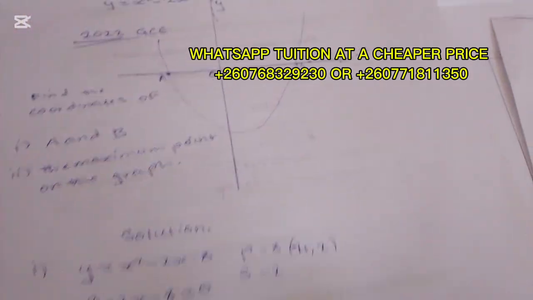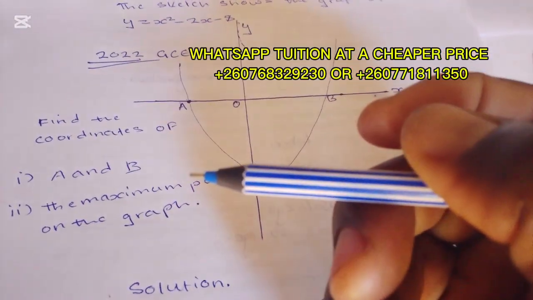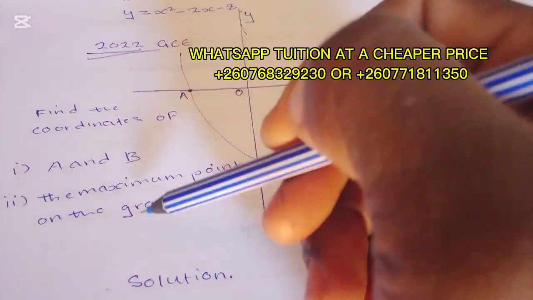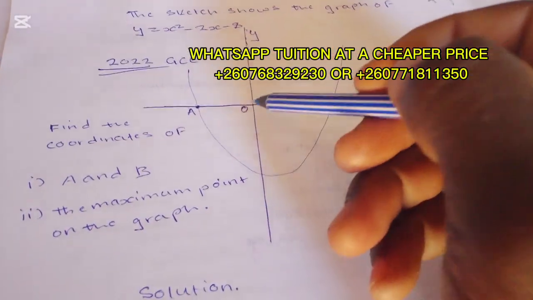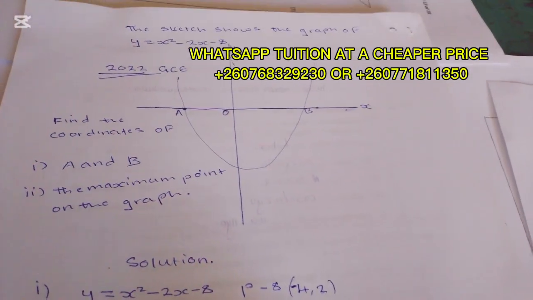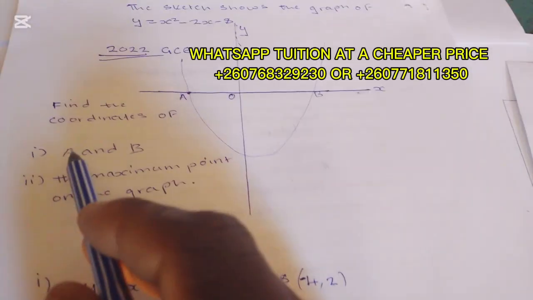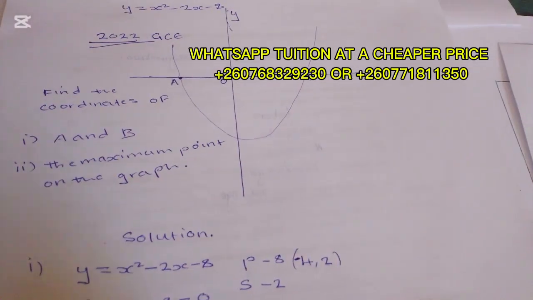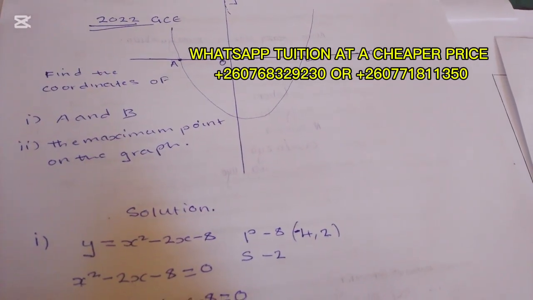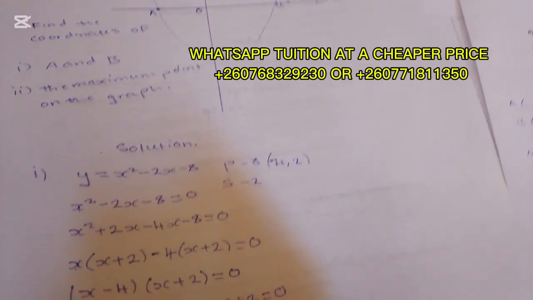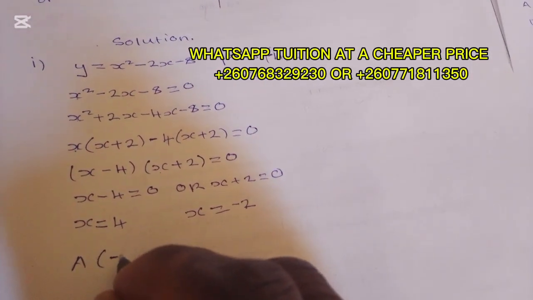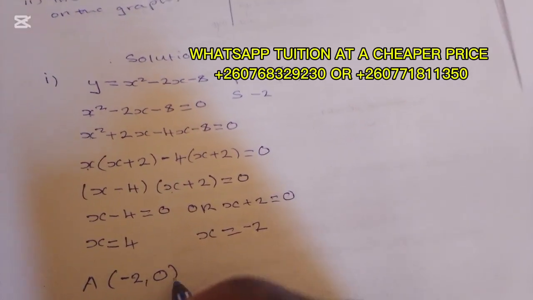Now we check here on the parabola, which one must be a negative sign? A must be a negative sign, because these sides are negative, and starting from here going this side, these are positives. So when writing the coordinates A and B, we say A, open bracket, A must be negative, so this negative 2 will be on A: negative 2, 0.